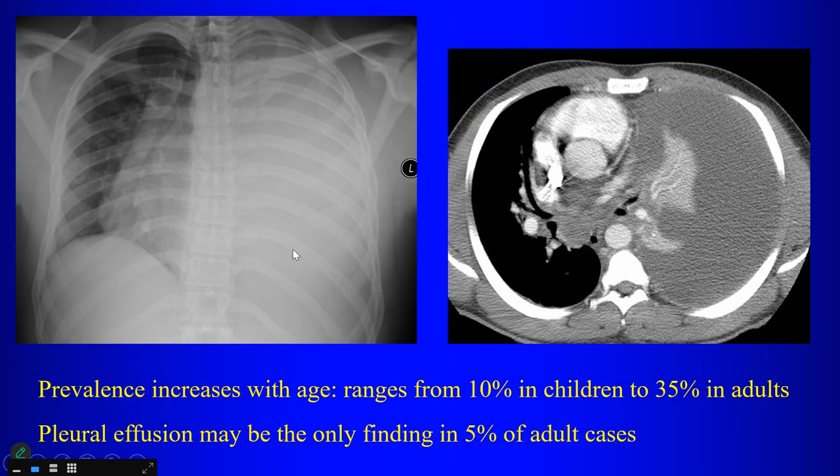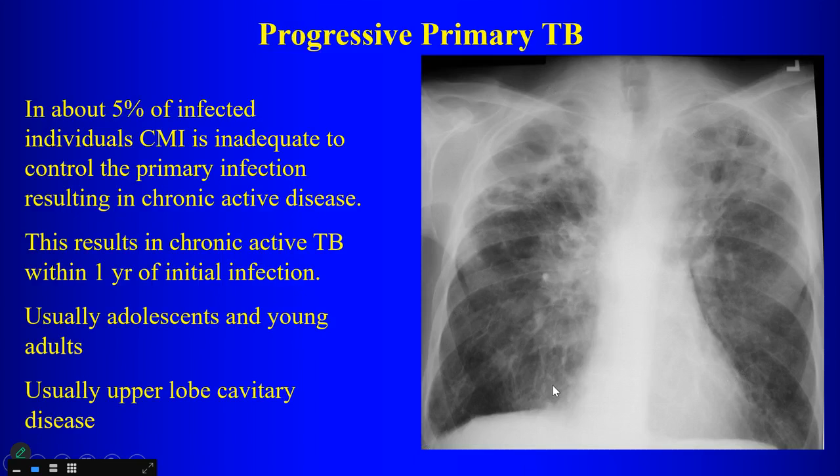So this patient presented with a large pleural effusion here and nothing else really except the large effusion, maybe a tiny bit of pleural thickening, but not much else. This was tuberculosis. So TB belongs in your differential for pleural effusion. It can be the only finding in 5% of adult cases, and the prevalence increases with age.